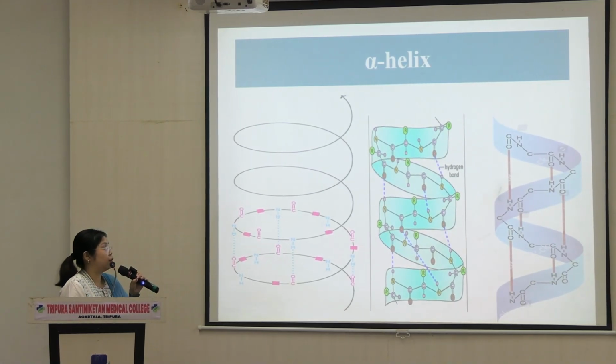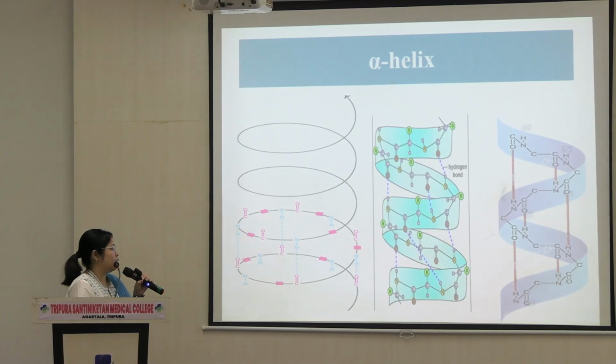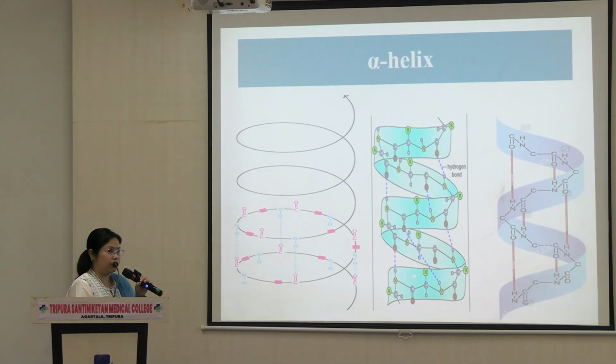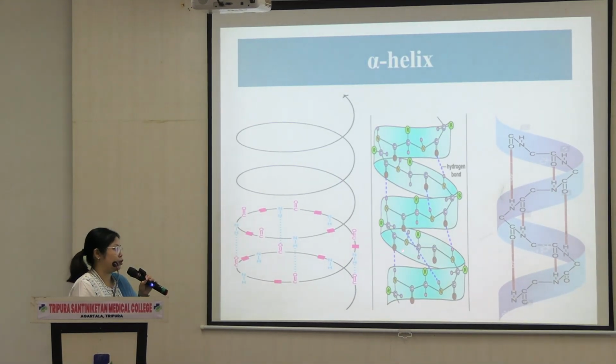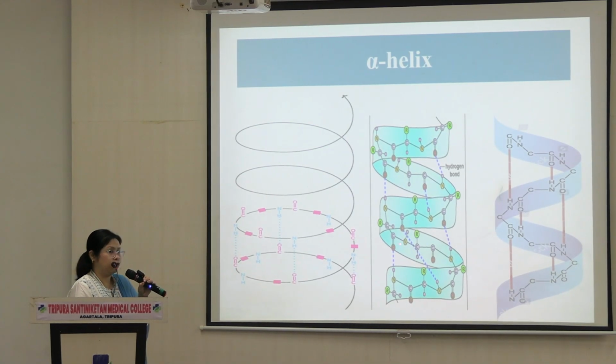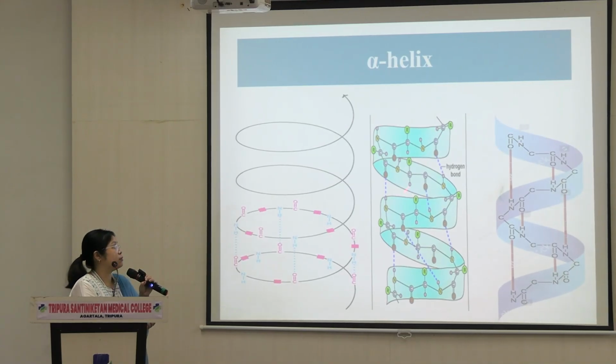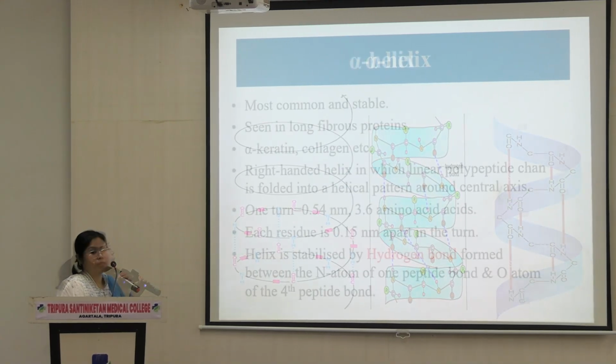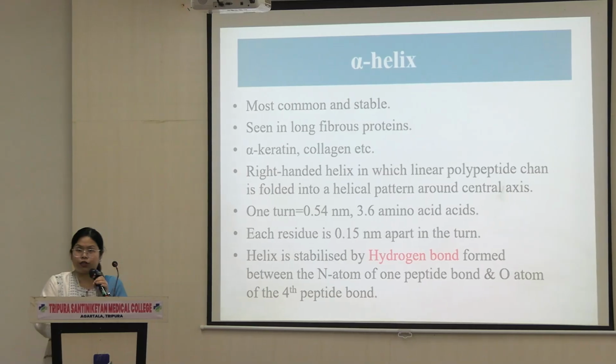This hydrogen bond is formed between the nitrogen atom of one peptide bond and the oxygen atom of the fourth peptide bond. Okay, not 1 and 2. It makes one with the fourth one. That's why the shape becomes like this. This is the most common secondary structure of protein.